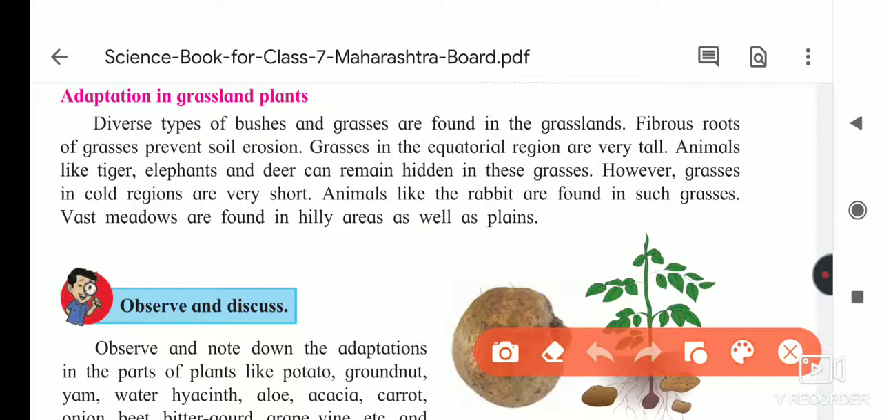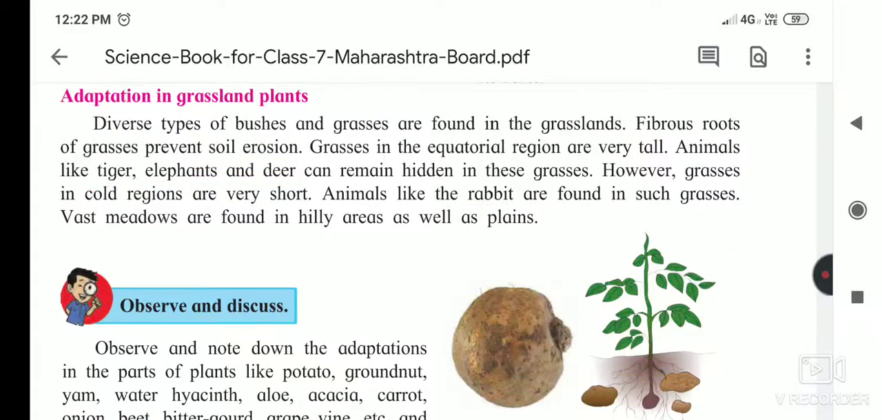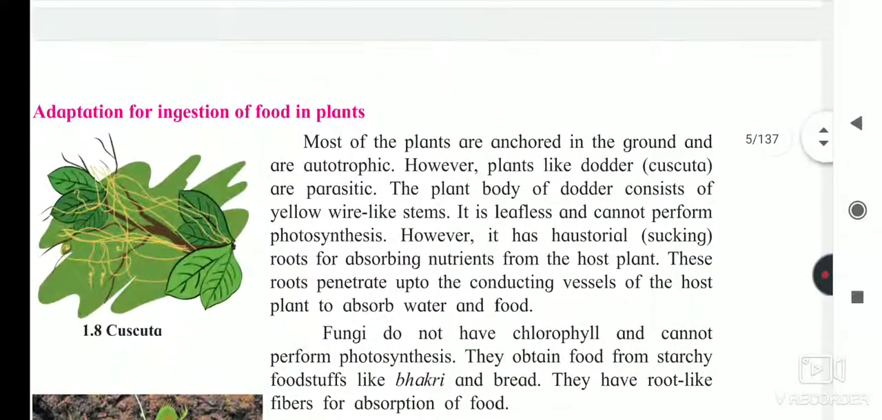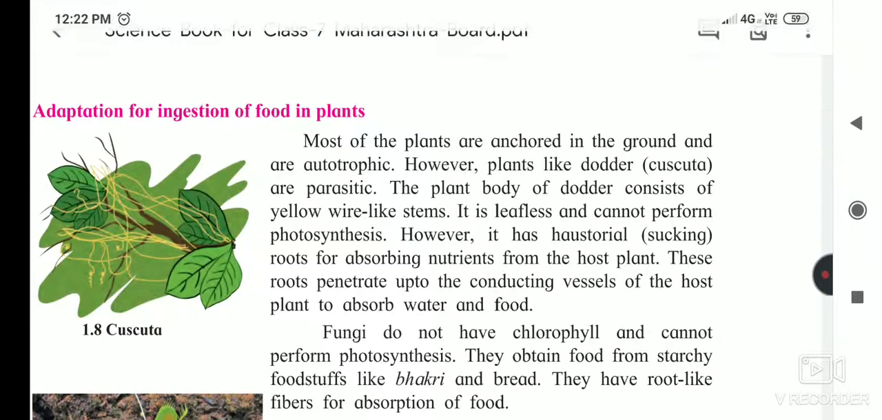So this type of grass also has fibrous roots, as I told you before, and because of that soil erosion will stop. After that, we see that animals like rabbits, and even elephants and tigers, can hide themselves behind it. Okay, after that we see the adaptations in plants for ingestion of food.